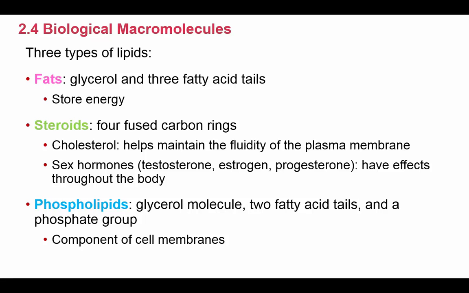A third example of lipids would be the phospholipids. Phospholipids are made of glycerol, fatty acids, and a phosphate. And these are very, very important because they compose cell membranes. And we know that every living thing contains a cell membrane, whether it be humans, other animals, plants, even bacteria contain cell membranes.